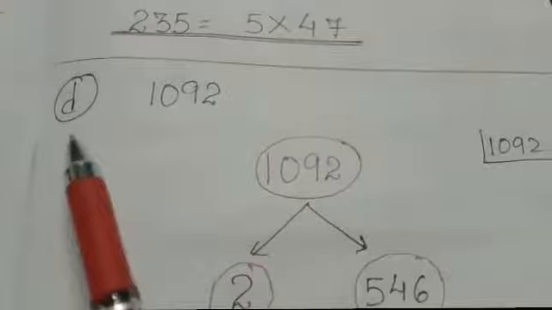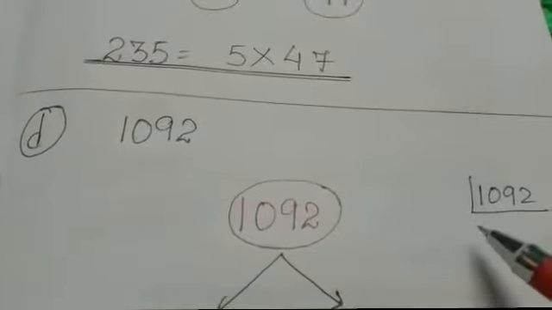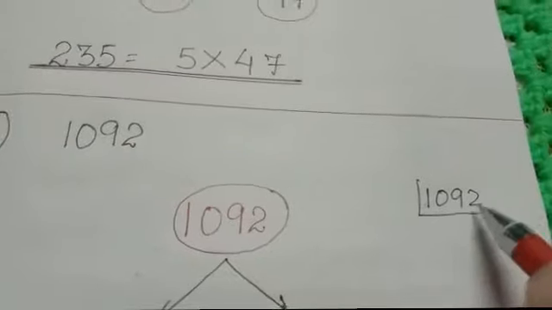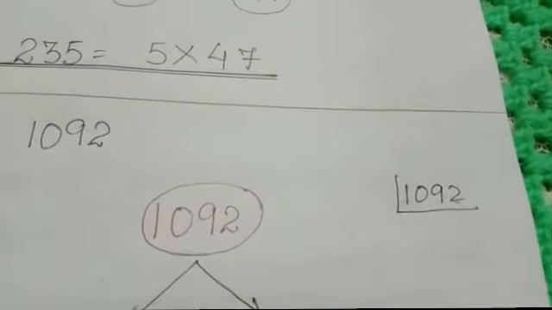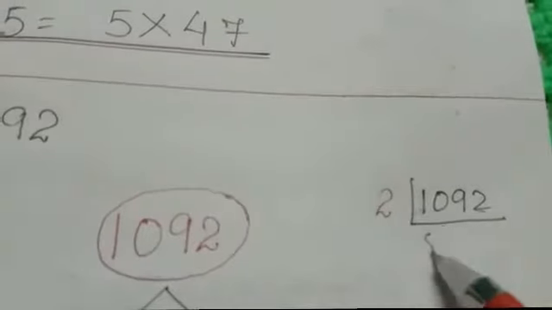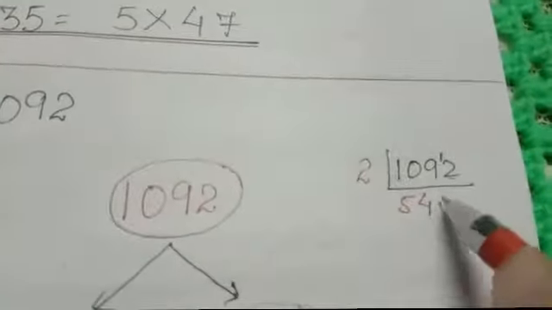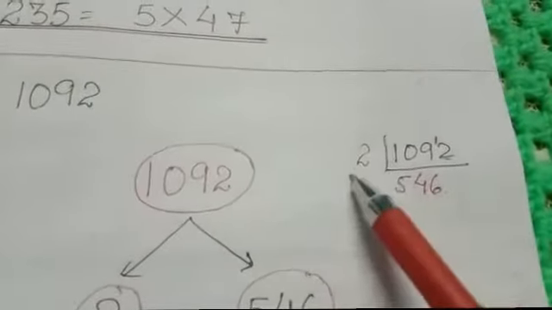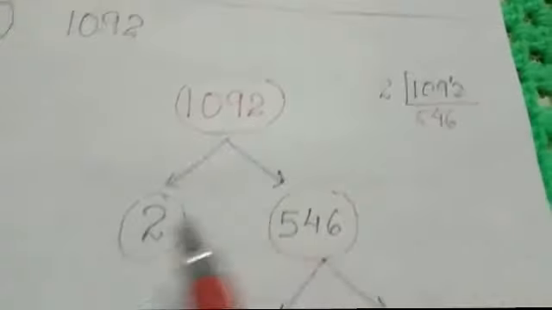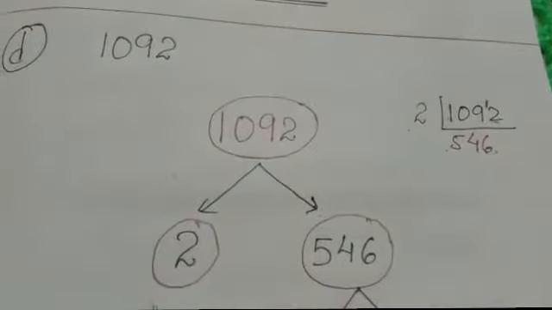Next is question number D, 1092. So here we will find the factor of 1092. This is an even number, last digit is 2. So it can be divisible by 2. 2 5s are 10, 2 4s are 8, 2 6s are 12. So 2 into 546. 2 is a prime number, so it will stop here.